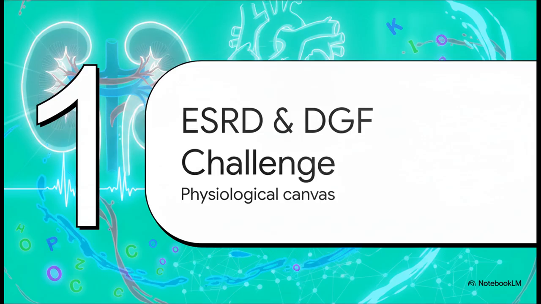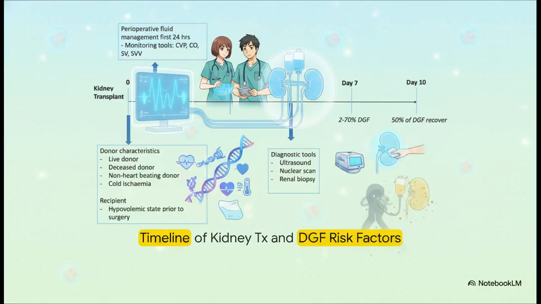Section 1, the ESRD and DGF challenge. This is where we set our physiological canvas. To truly understand the stakes of our fluid strategies, we've got to first acknowledge the unique, often perilous physiological canvas of the kidney transplant recipient.